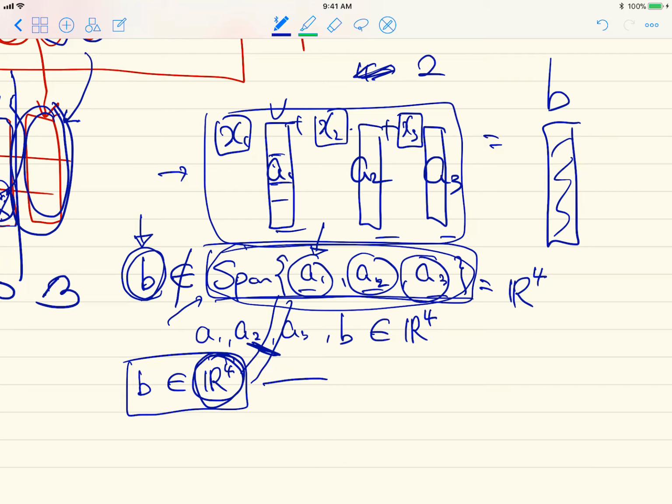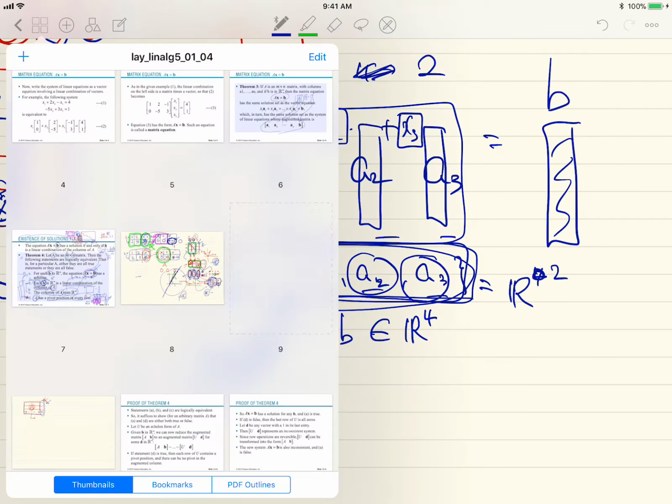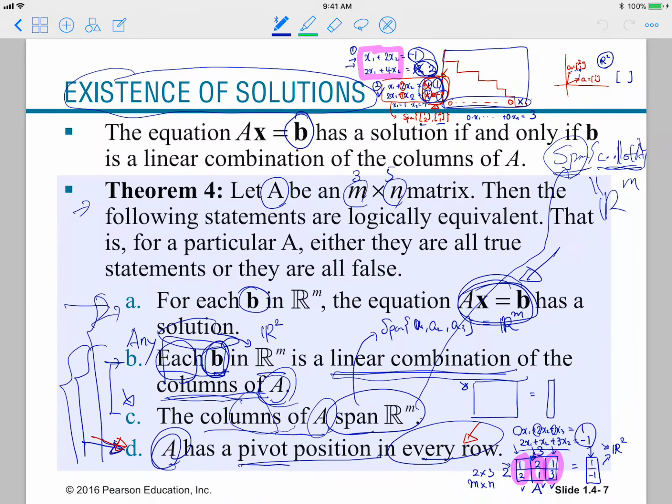And in that case, when is this relationship true? Let's suppose we have a two-dimensional space as our entire space, and suppose our span is actually R2. So when is it true? This was our theorem 4. This is true when our matrix A has a pivot position in every row. Okay, so that was probably one of the most important parts.